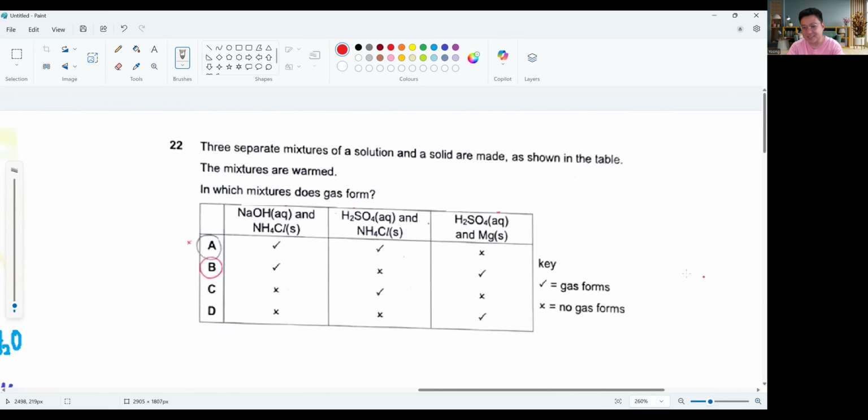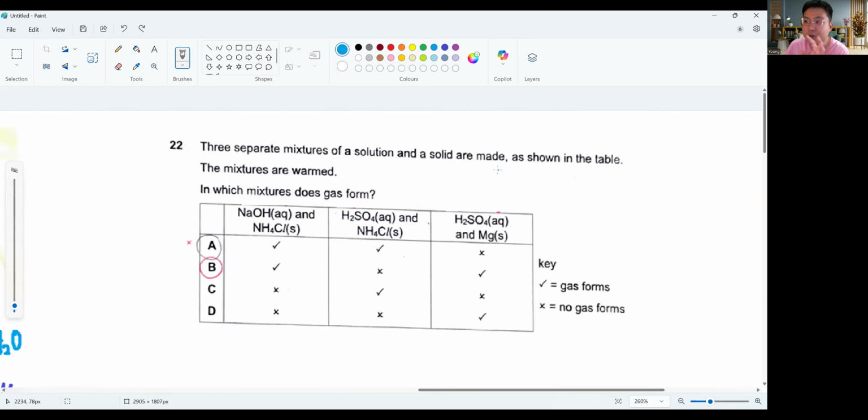Yes, 3 more questions. Okay. 3 separate mixtures of a solution and a solid are made. Okay, so we have solution. Why do they not use liquid here? Because solution means there's something dissolved in the liquid, so it's not pure liquid. You all must know the difference between solution and liquid. Solution means a solid mixed inside a liquid, most likely, or maybe it's 2 different liquids mixed together.